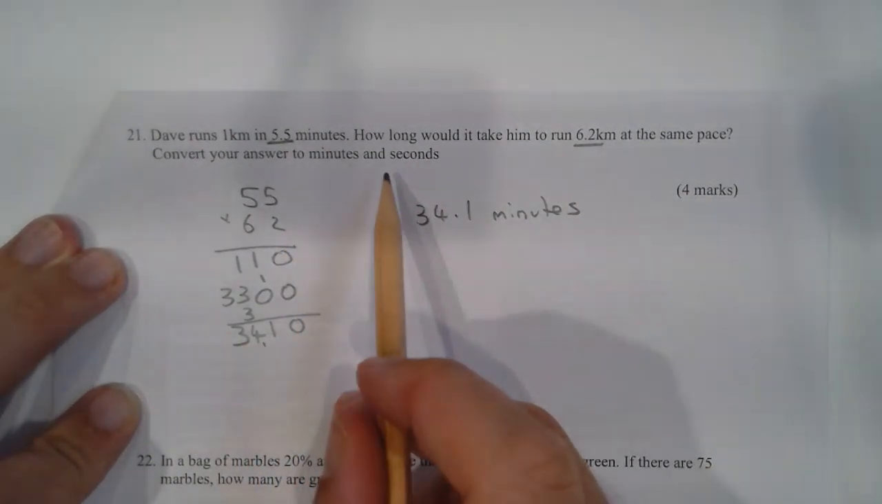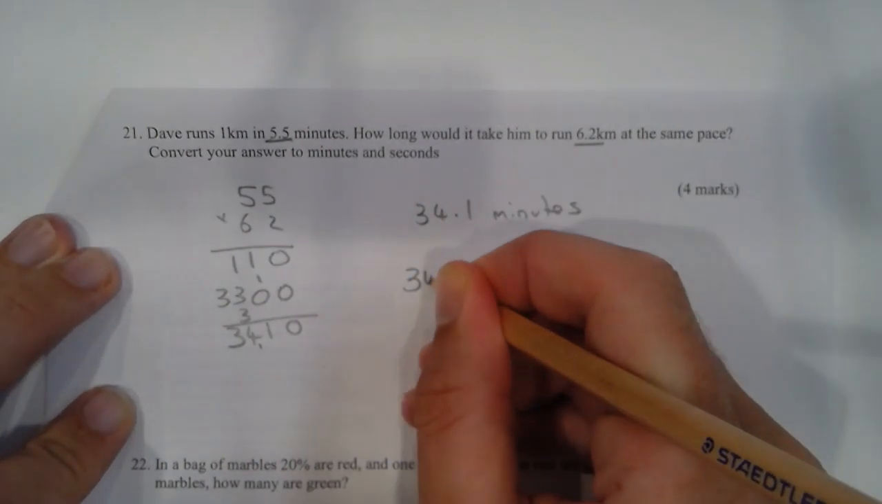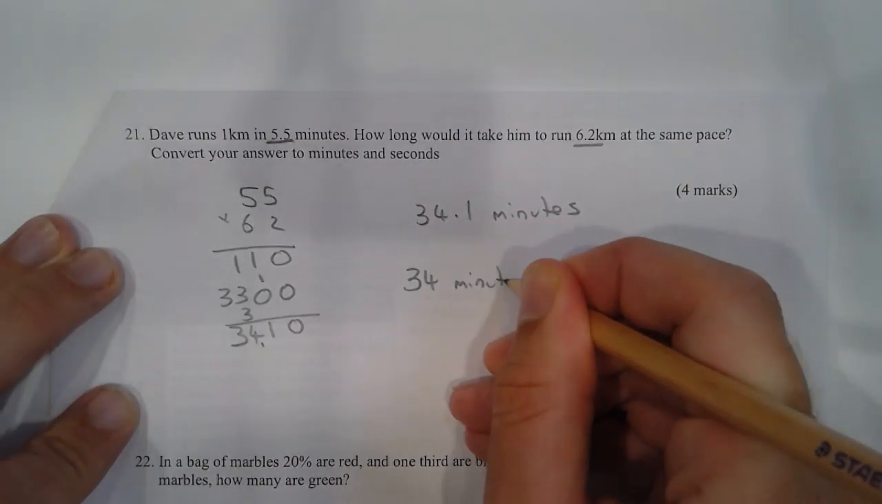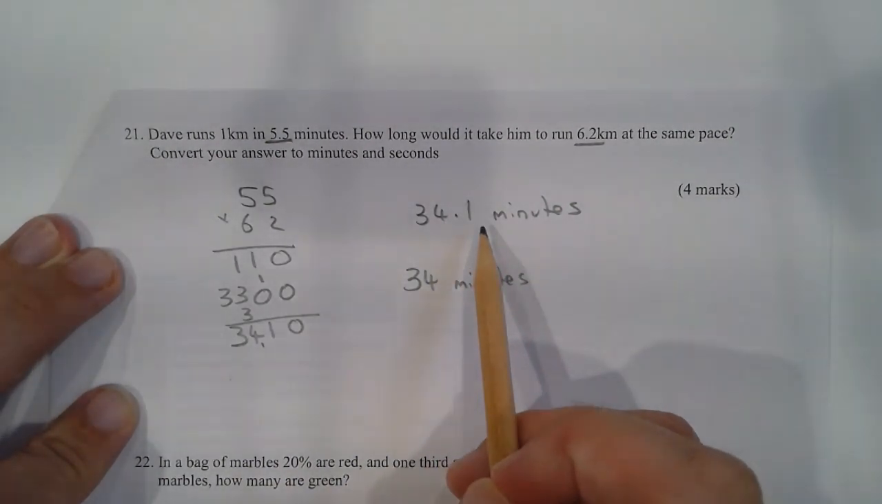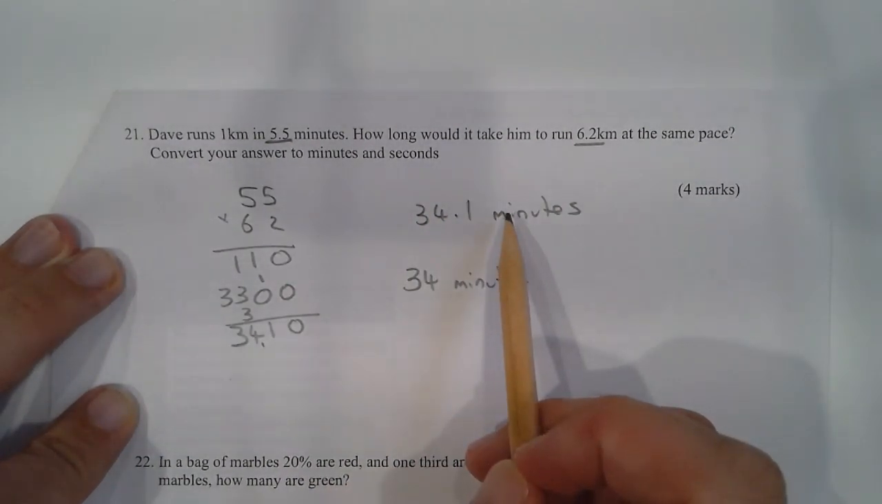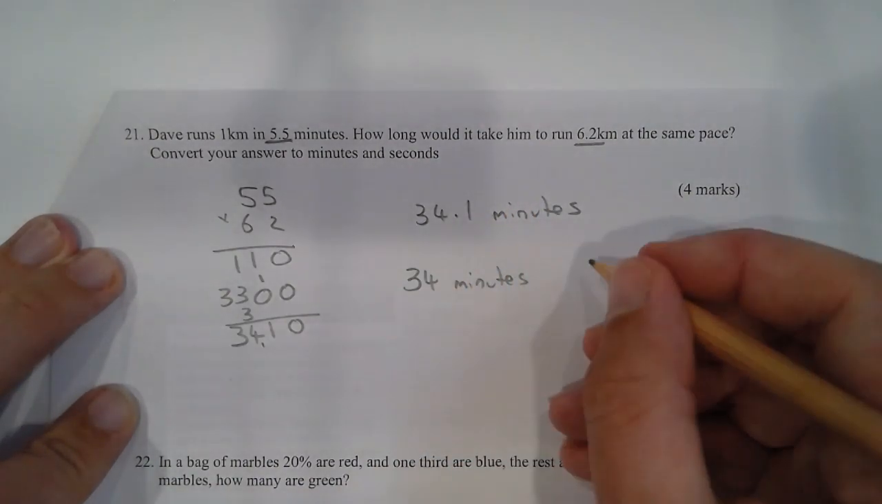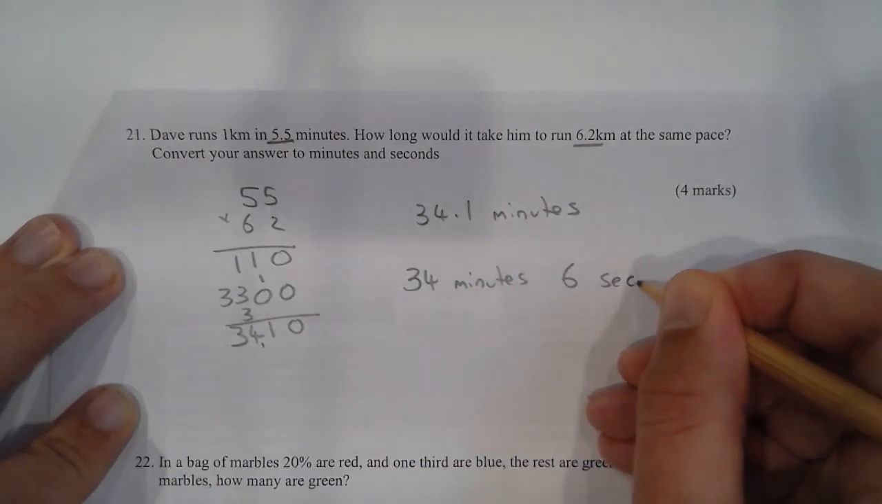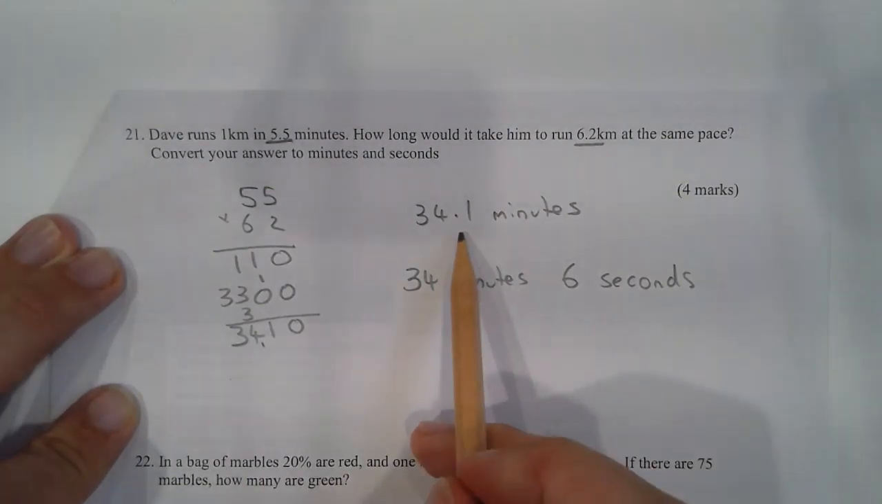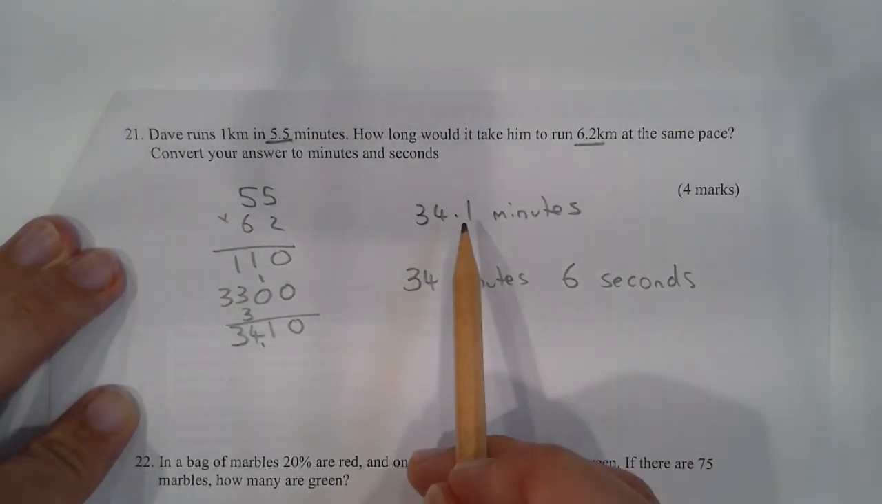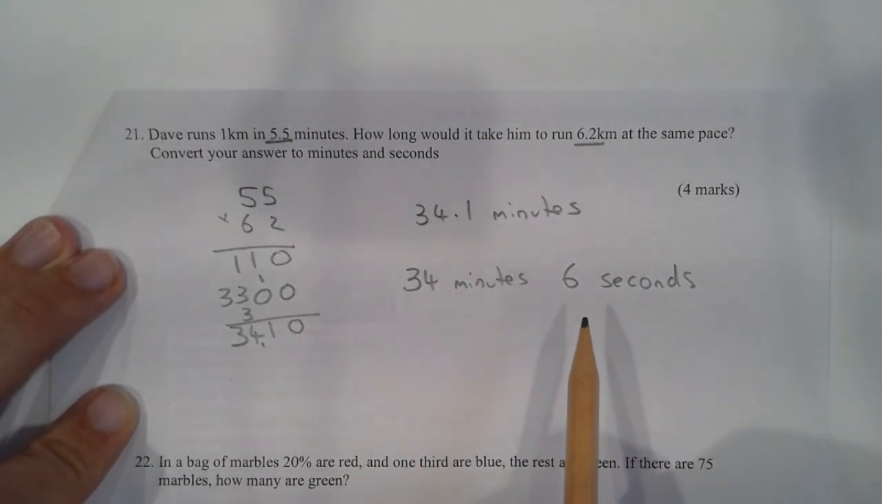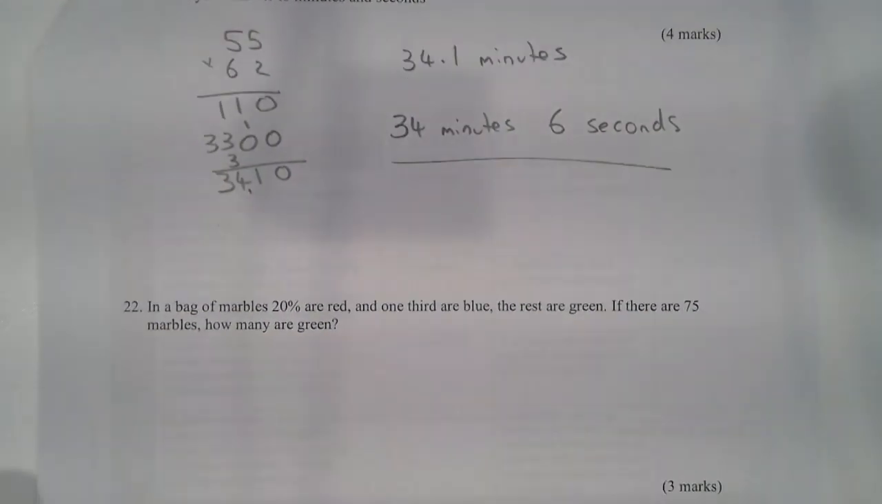Now convert your answer to minutes and seconds. Well, that's 34 minutes. Now this is 0.1 of a minute, which is like 10% of a minute. Because there are 60 seconds, that makes it 6 seconds. So it's quite tricky. 0.1 means 10%, because there's 60 seconds, 10% of 60 is 6. So there is our answer.